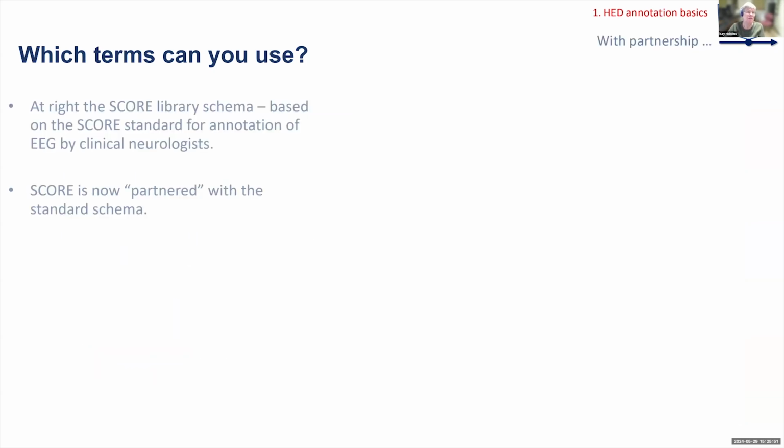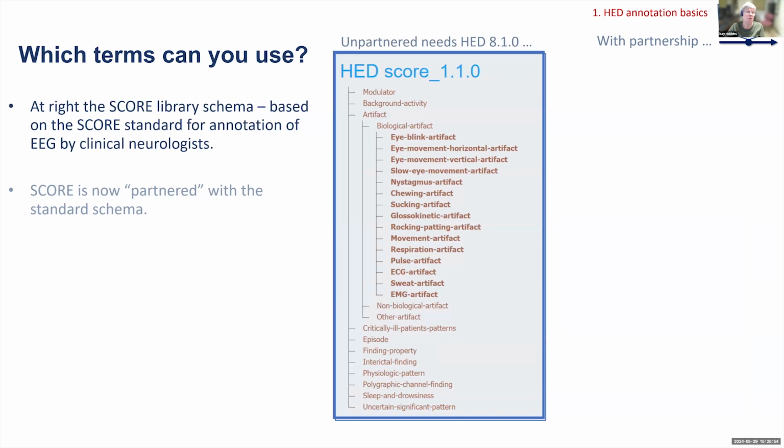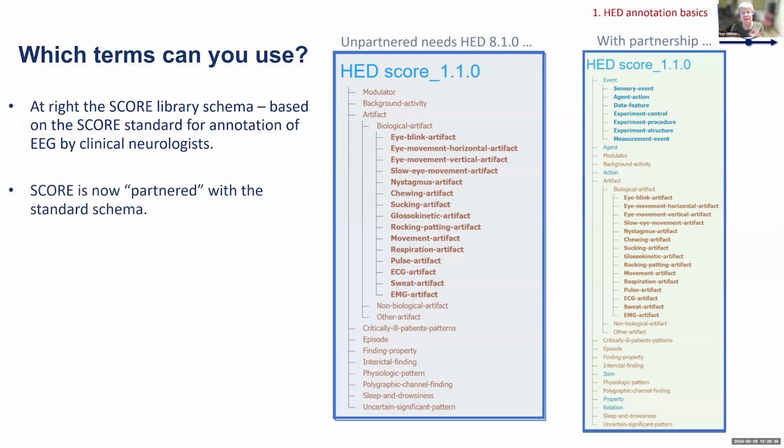So let's give an example of a score library. The score library schema is the first one that we've had that's gone through the development process, and it's based on the SCORE standard for neurological annotation by clinical neurologists for things like seizures and sleep disorders. It started out as an unpartnered schema. That means you had to use prefix qualifiers with it. But as the development of the score schema was underway, we realized that we needed to have it be partnered so that you could have this integration into a single schema. And so it now is partnered.